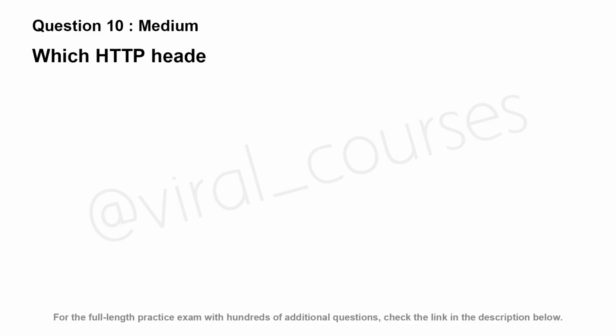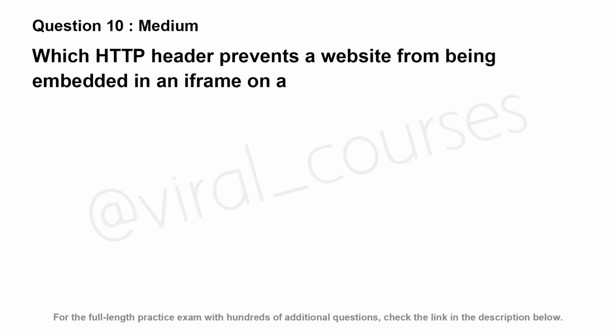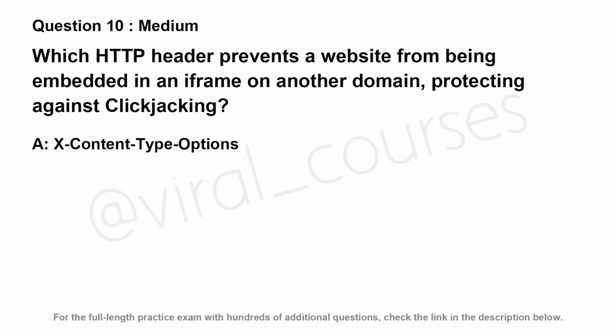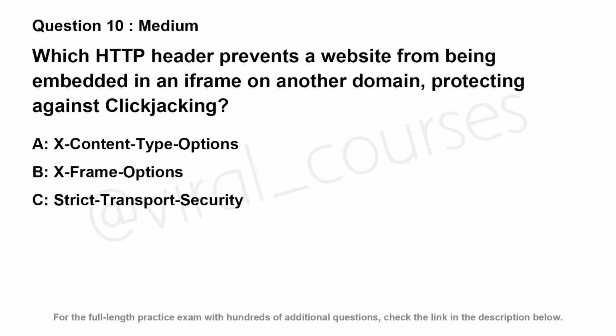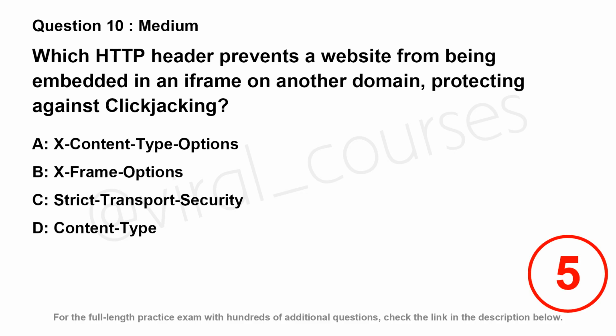Which HTTP header prevents a website from being embedded in an iframe on another domain, protecting against clickjacking? Option A. X-Content-Type-Options. Option B. X-Frame-Options. Option C. Strict-Transport-Security. Option D. Content-Type.